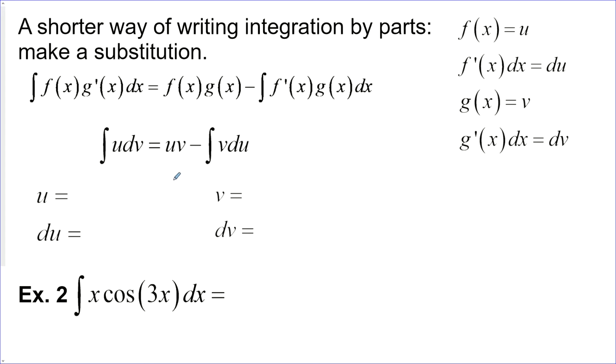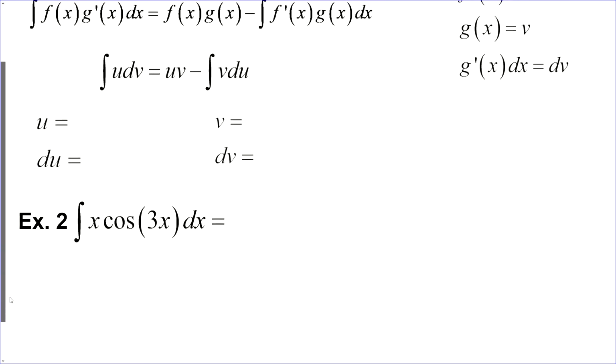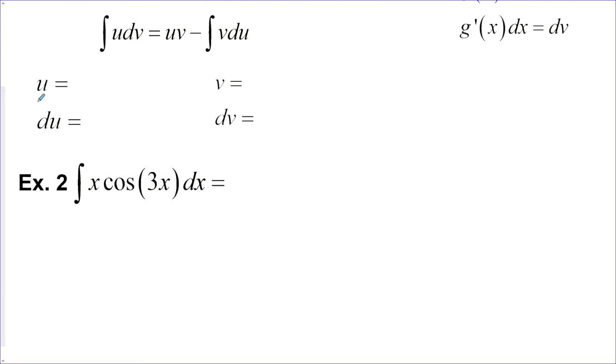And you can see the benefits of this. It's much shorter and easier to remember. Let's try example 2 here, and we'll use the shortened formula. We need a u and we need a dv.